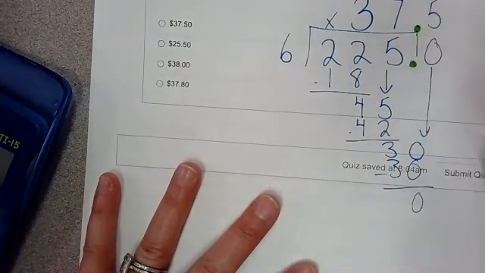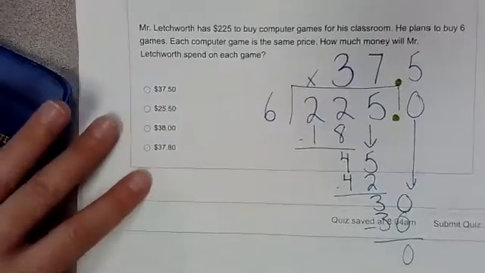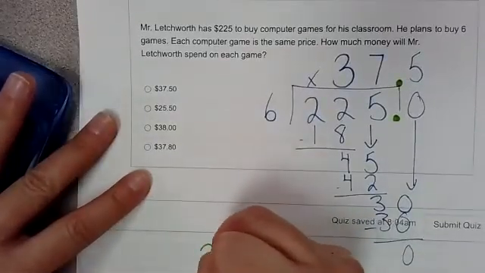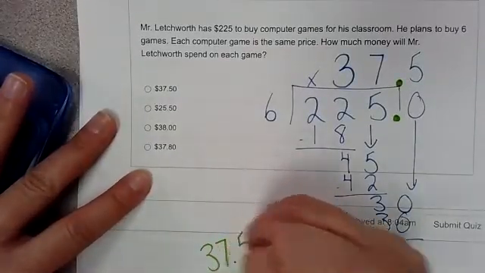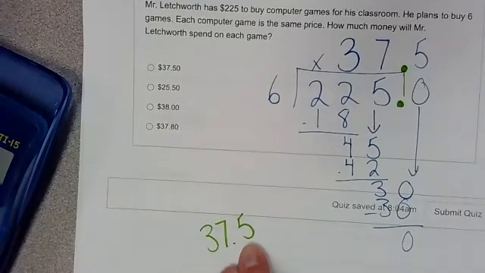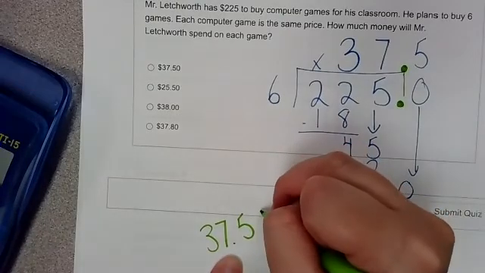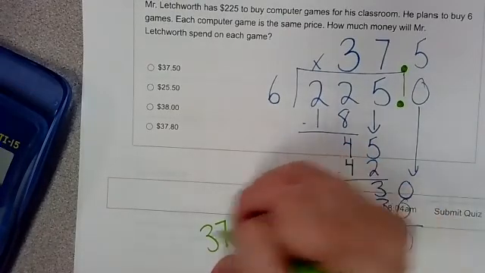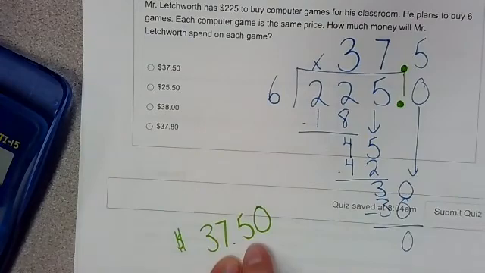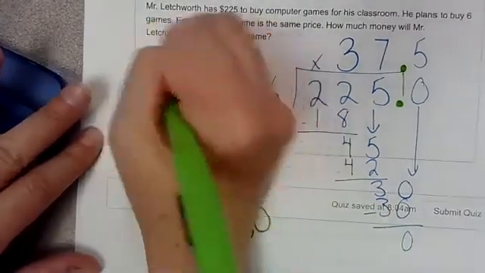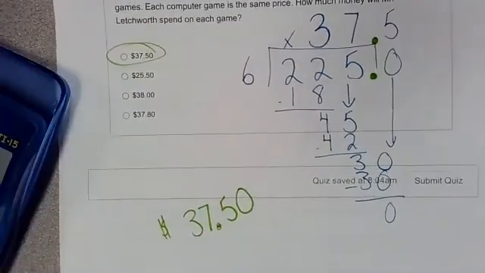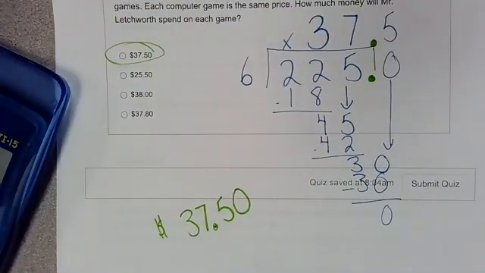All right, so if I have $37.50, it's half of another dollar, how much is that? It's $37.50 because half of a dollar is 50 cents. Does that make sense? So your answer is B. All right. Don't forget to type in your answers. Love you.